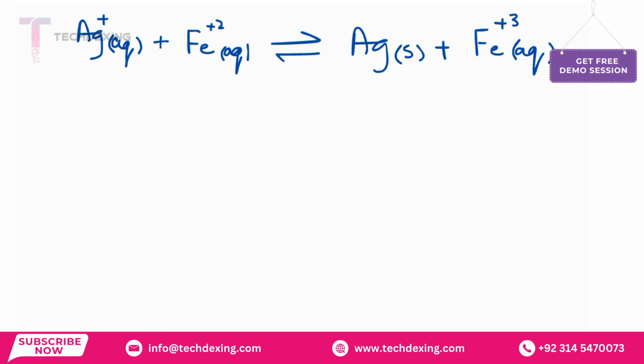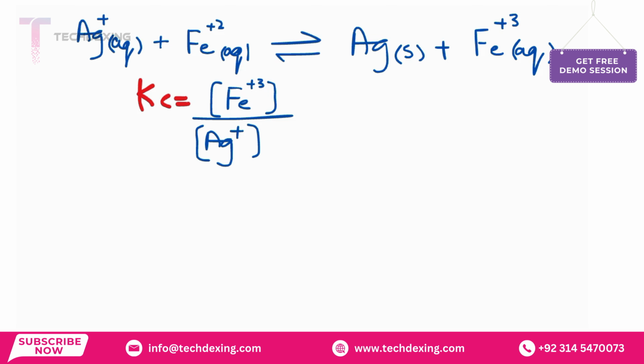But if you are going to write down the Kc for this one, you would write it in this manner: Kc equal to the concentration of Fe3+, divided by the concentration of silver ion and the concentration of Fe2+. The concentration of solid Ag is not included, because it is not reacted. This one is found in the solid state.